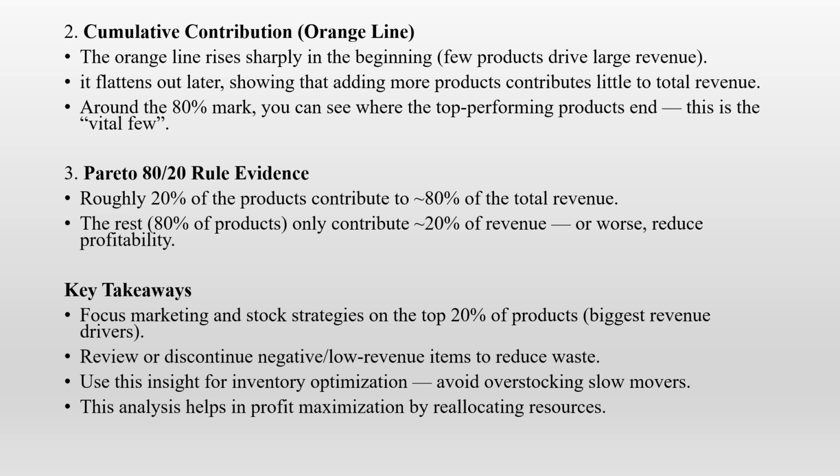We should focus marketing and stock strategies on the top 20% of products. We should review or discontinue negative or low revenue items to reduce waste. We should use our insights for inventory optimization, avoiding overstock of low or slow movers. Then this analysis helps us in profit maximization by reallocating resources.